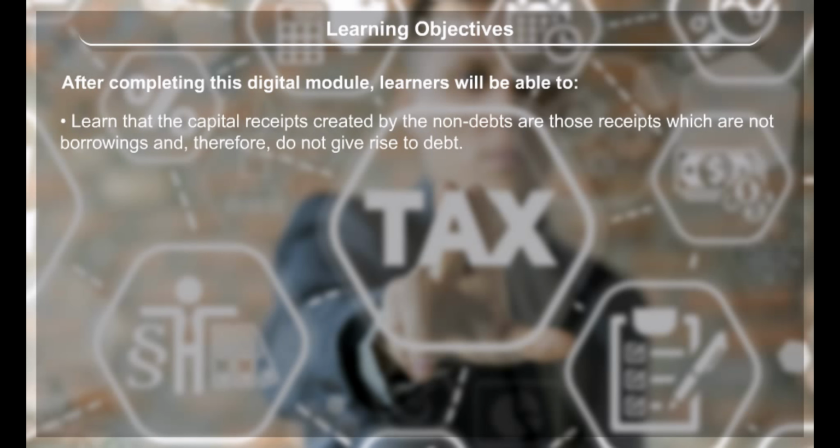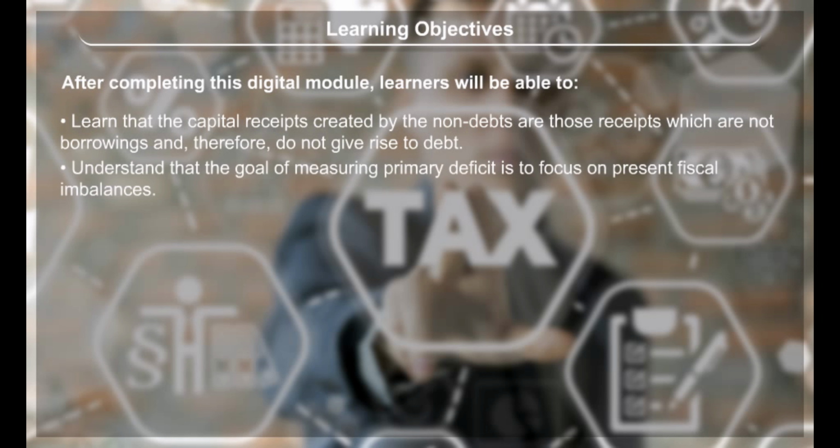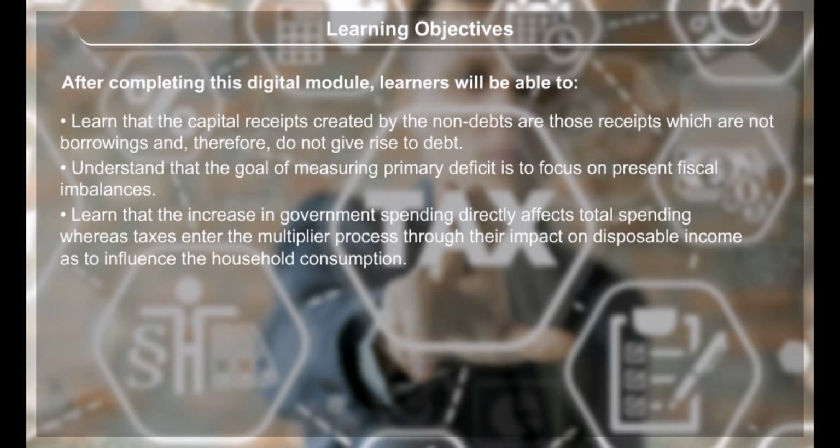Learn that capital receipts created by non-debt are those receipts which are not borrowings and therefore do not give rise to debt. Understand that the goal of measuring primary deficit is to focus on present fiscal imbalances. Learn that an increase in government spending directly affects total spending, whereas taxes enter the multiplier process through their impact on disposable income, so as to influence household consumption.